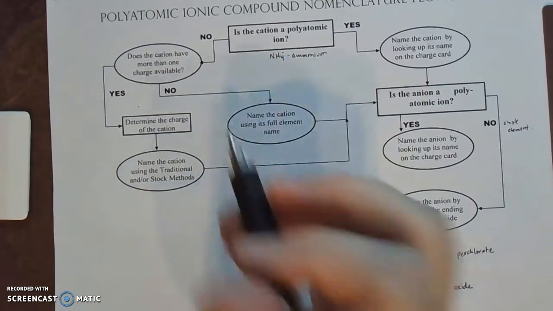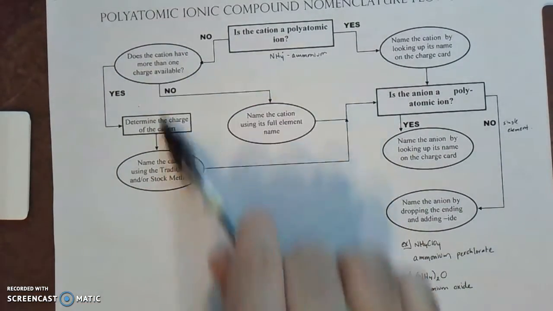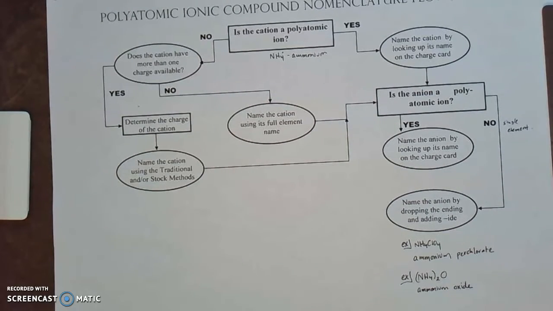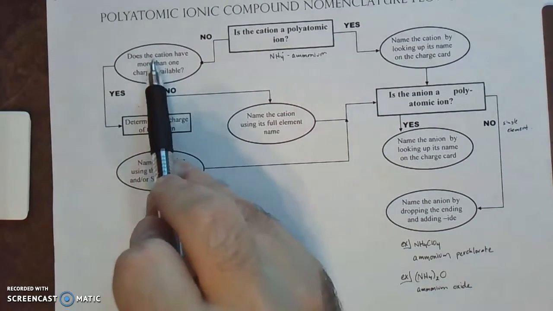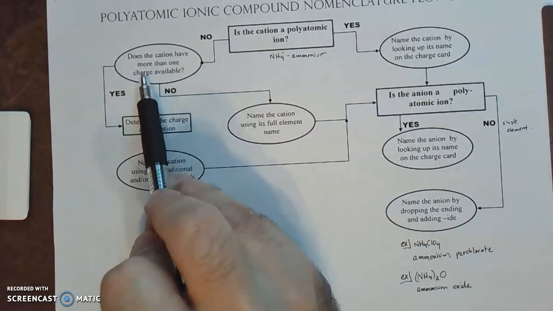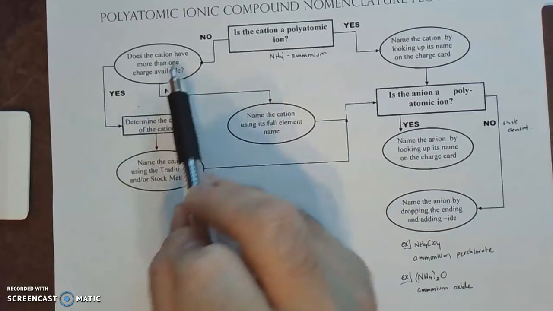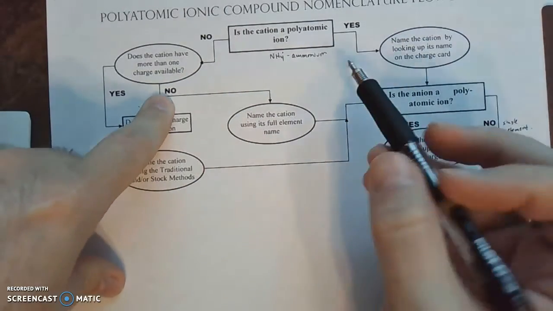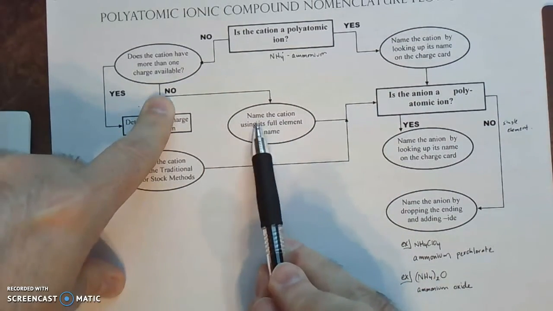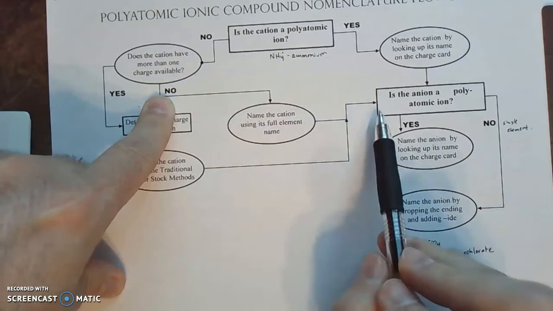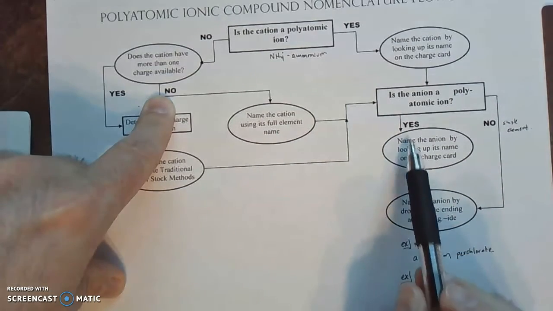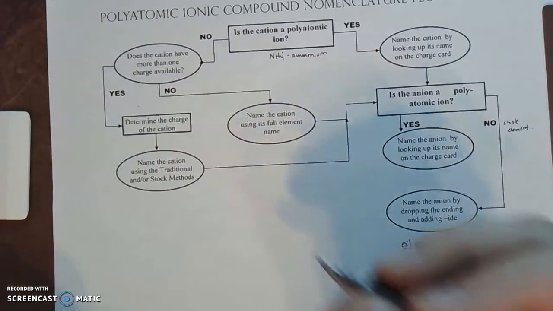Now, if we look over here, does the cation have more than one available charge? Yes or no? We're going to handle no. All we do is name the cation using its full element name, and then we come over here and follow our yes or no. Is it a polyatomic ion?